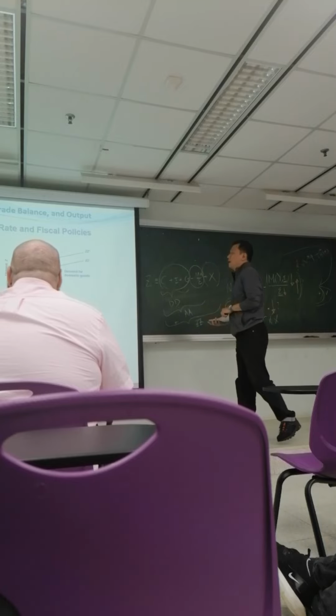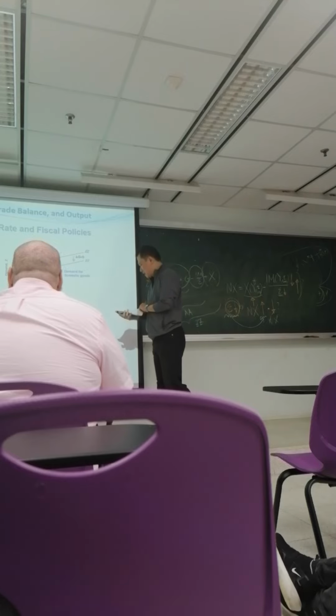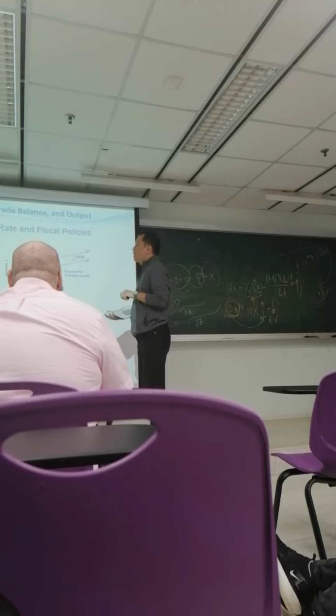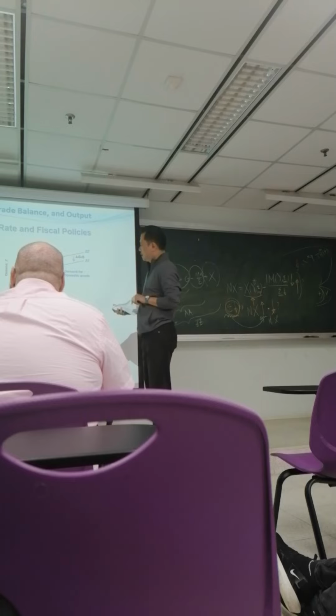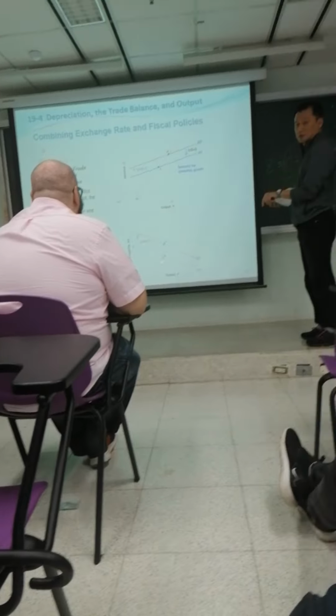Okay, now let's combine two policies, the exchange rate policy and fiscal policy, to see how we can use these mixed policies to achieve our goals. So here, the goal of our policies is what? To reduce the trade deficit without changing output, okay? So originally, we are at point A, the cross of the 45-degree line and the ZZ line, and Y is over here, okay? And originally, we have a trade deficit, okay?